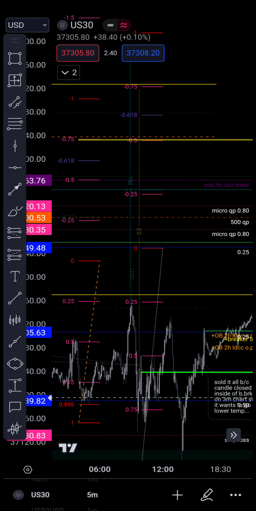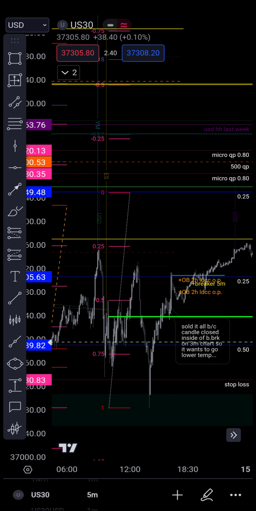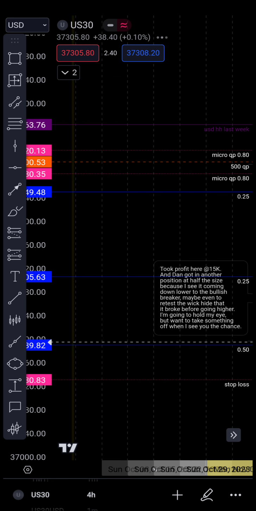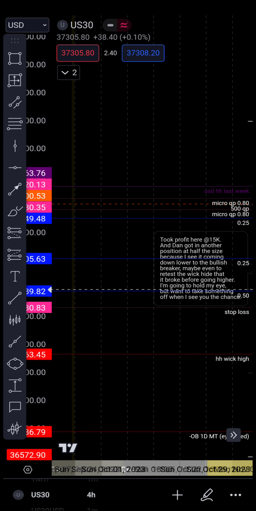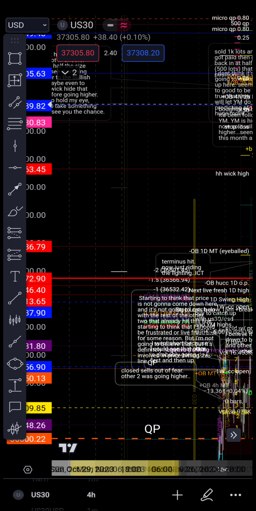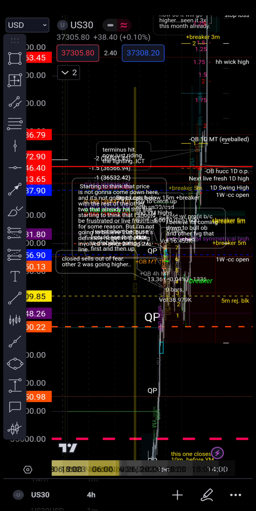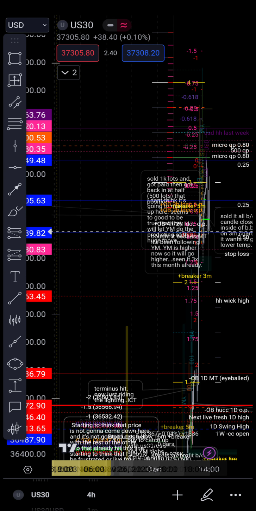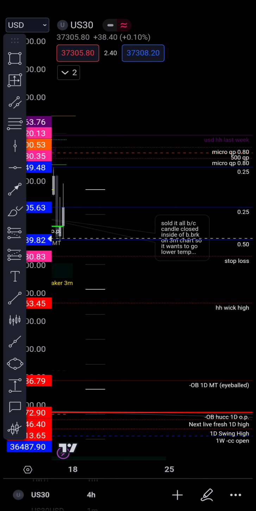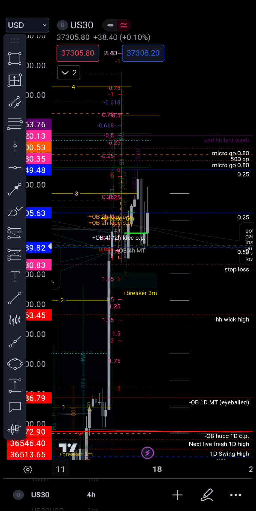Oh yeah, my stop loss. I'll explain this and then I'll end the video. Let me go to the 4-hour chart and then I'll explain the stop loss. Okay, so if you understand ICT's teachings, we put the stop loss below the bullish order block, okay? So it's the last down close candle here.